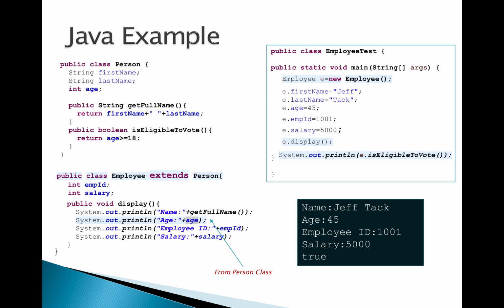So with the Employee object itself, I can access all the properties of the Person class as well as all the properties and methods of the Employee class. In this way, by means of inheritance, we are promoting reusability. I don't have to redefine first name, last name, age, get full name, and is eligible to vote again in the Employee class. So this way we can promote reusability by means of inheritance.